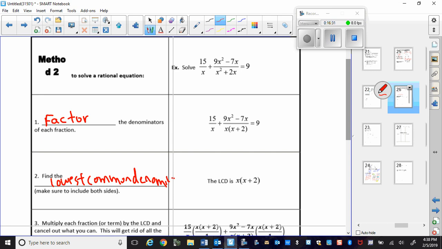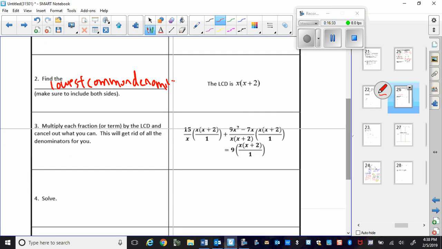Okay. So that's good. Then it says multiply each fraction or term by the lowest common denominator and cancel out what you can. This will get rid of all of the denominators. I don't really like this method. It's super messy, but you know, I'll go with it.